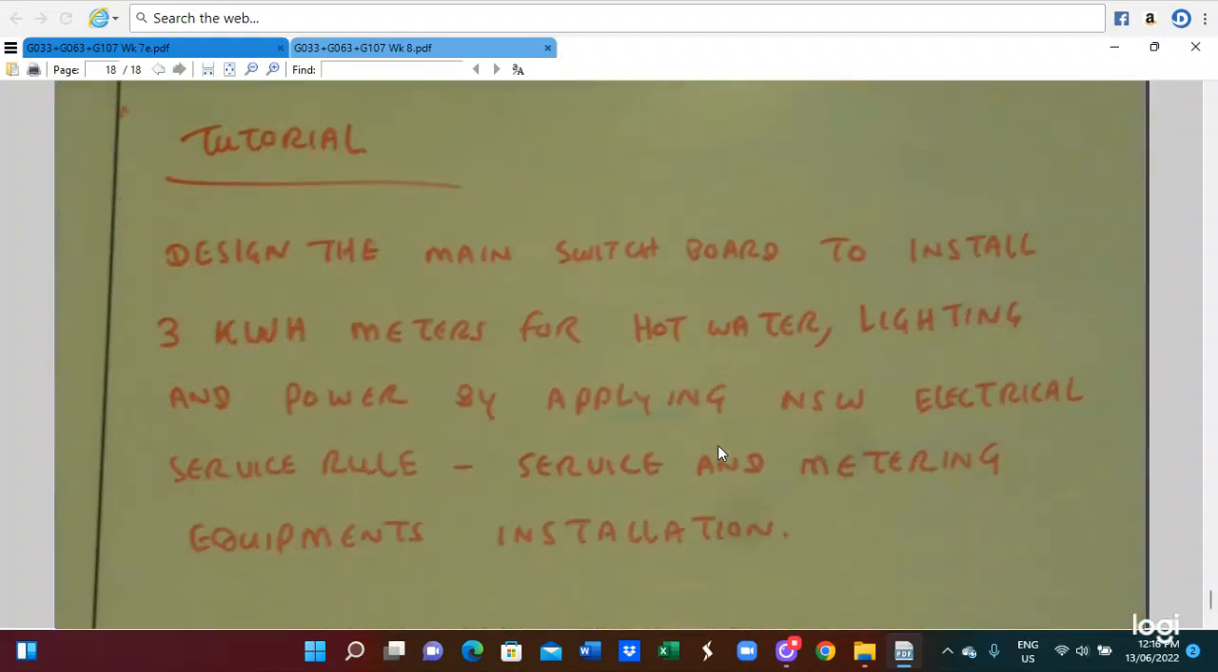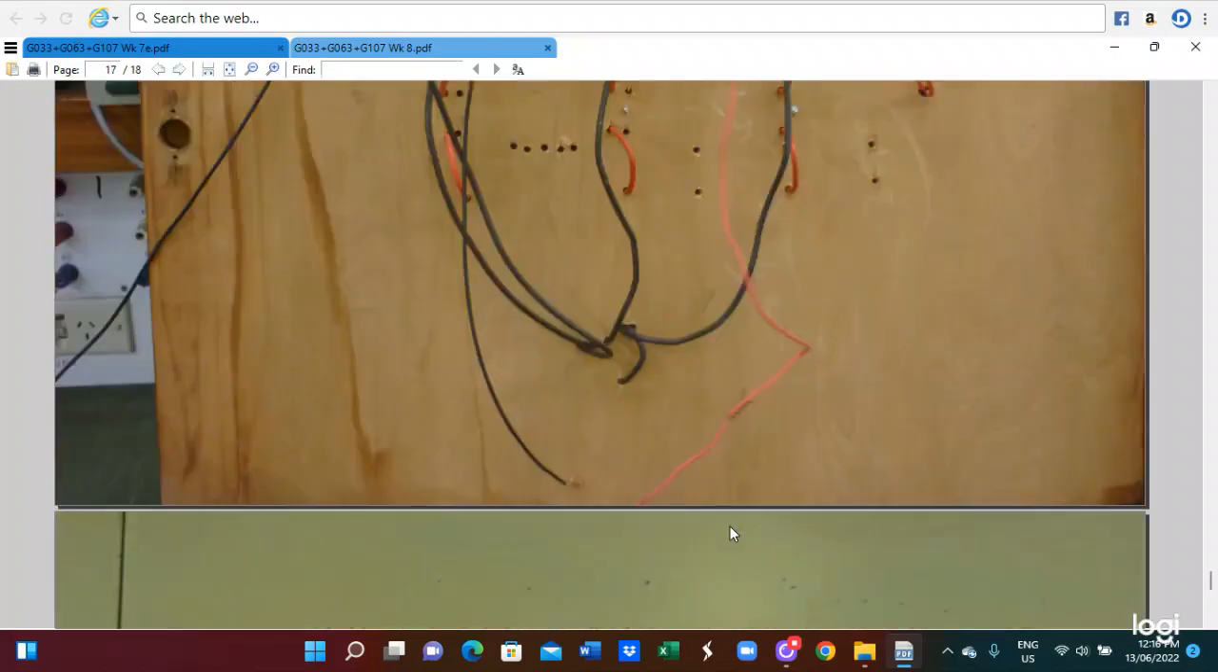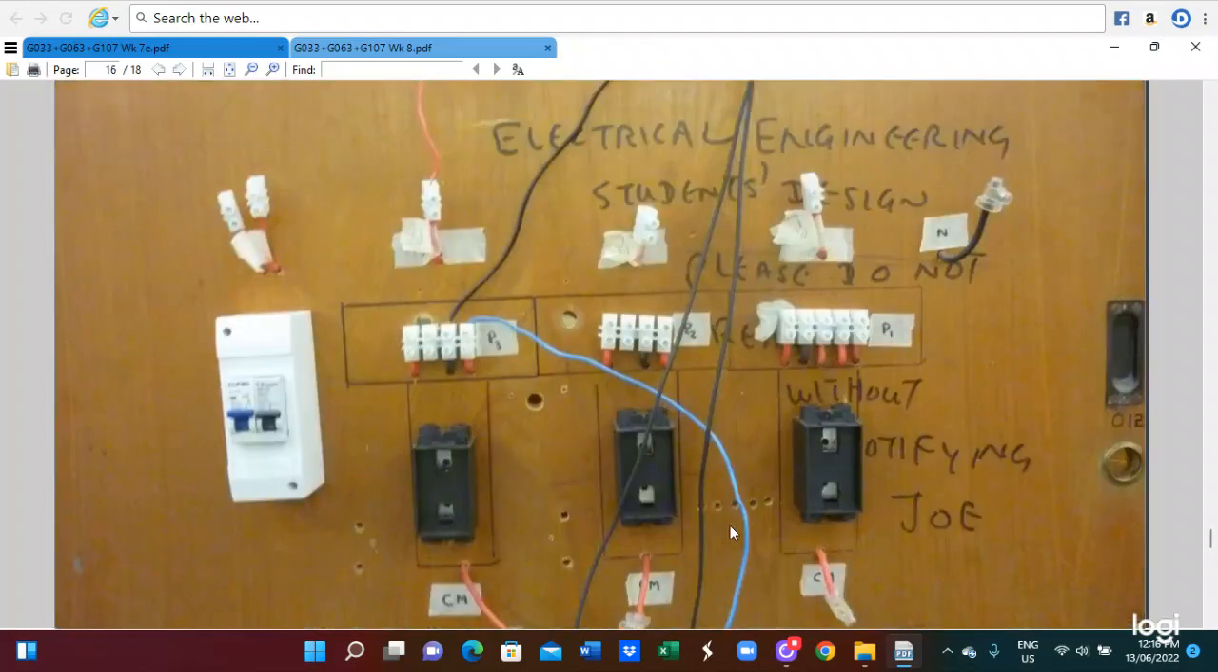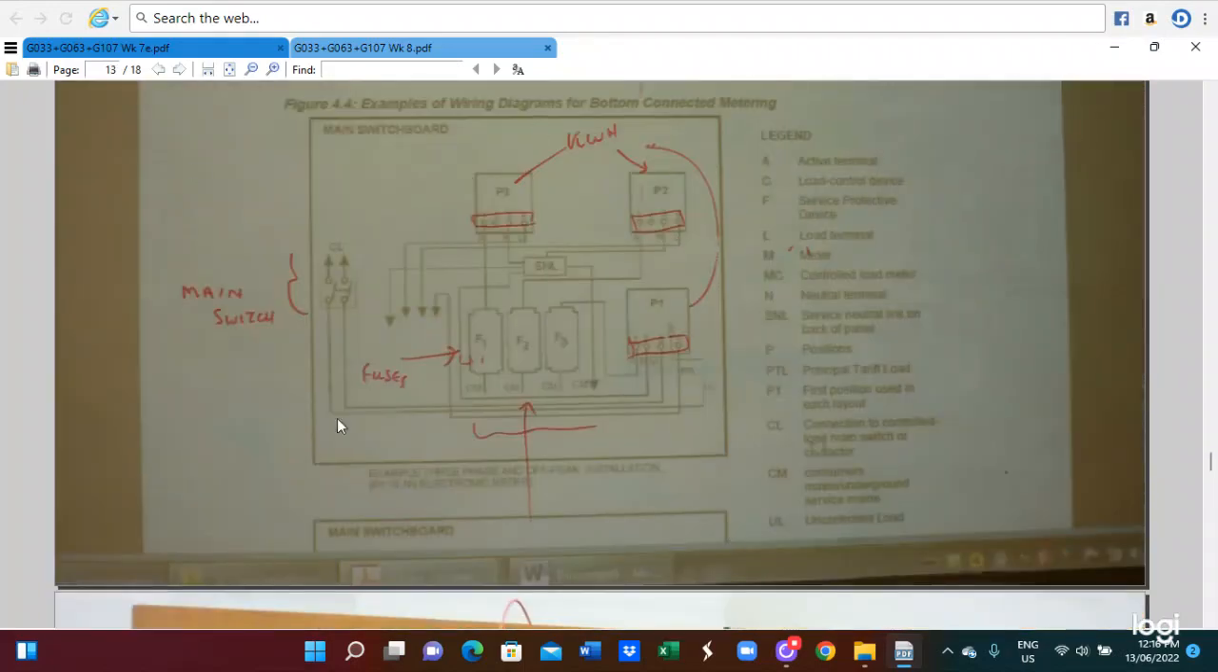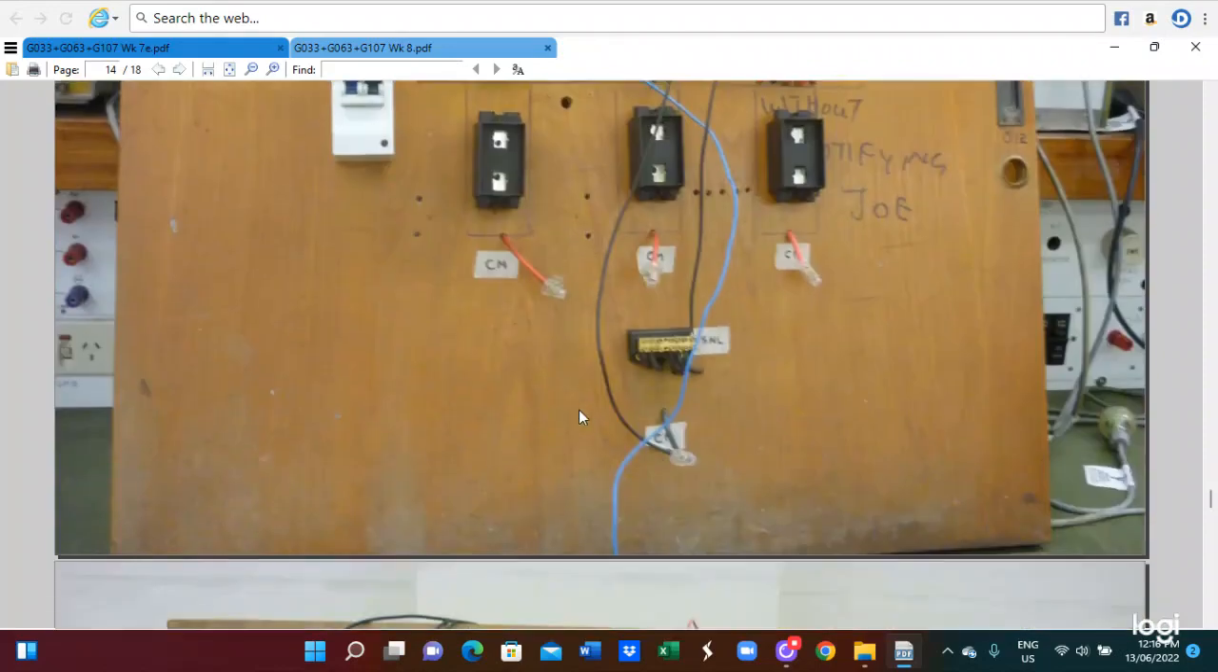Then you have to do the tutorial. We have to design a meter board and install a 3 kilowatt-hour meter for the hot water, lighting, and power, by applying the New South Wales Electrical Service Rules, service and metering equipment installation. Those are the circuit diagrams here. This is a circuit diagram, and this is a physical connection diagram.